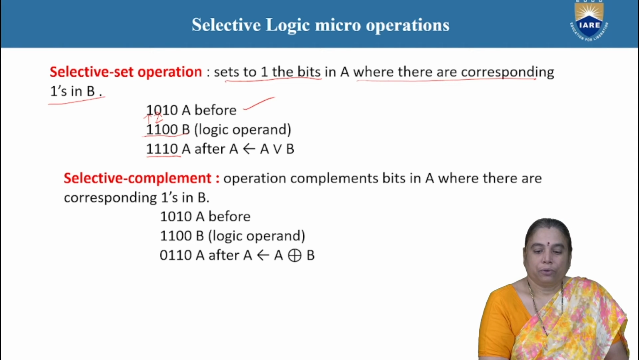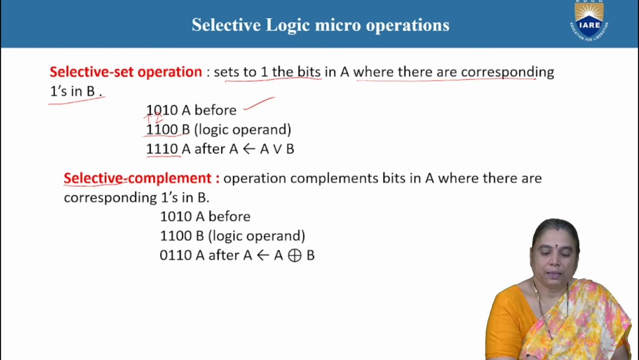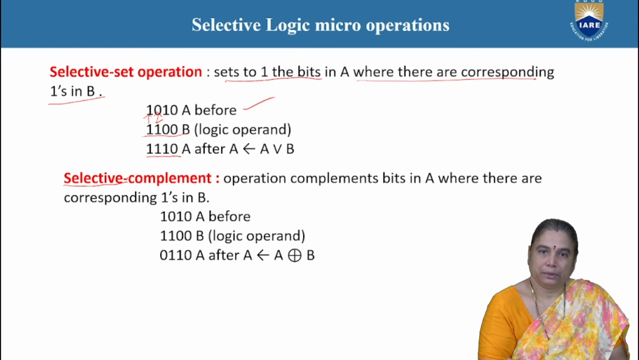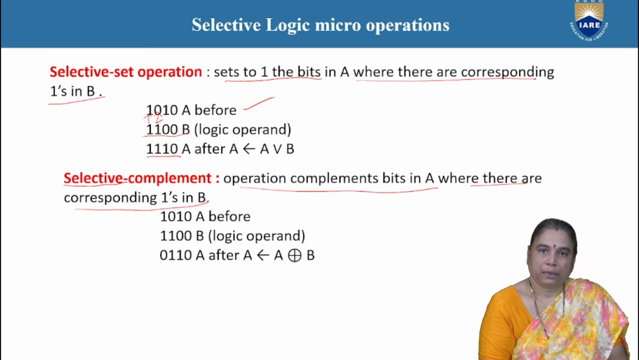The next selective logic micro operation is selective complement. Here, selective means when there is a 1 bit in the B register, then the corresponding bit in the A register can be complemented. So the operation complements bits in A where there are corresponding 1s in the B.